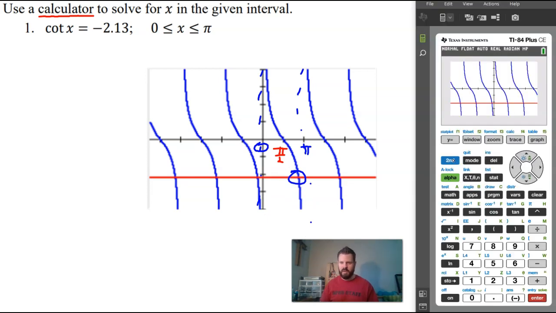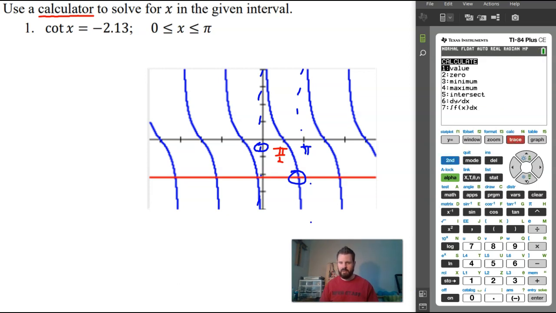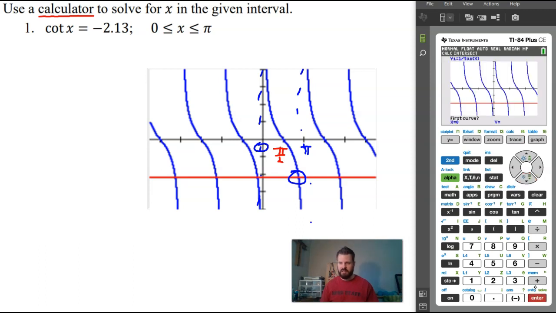Let's pull our calculator back up. We'll go second, calc, option 5 for intersect. And let's see here, we've got our first curve. We can just say it's the blue curve, hit enter. Automatically takes us to our red curve, the second curve, hit enter.